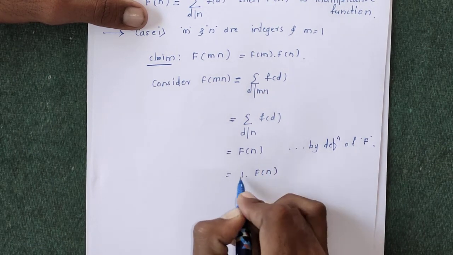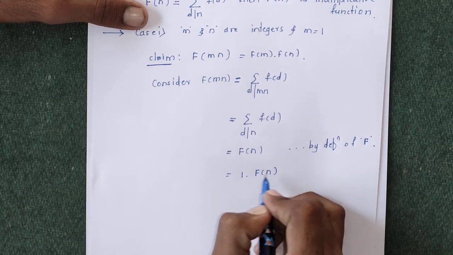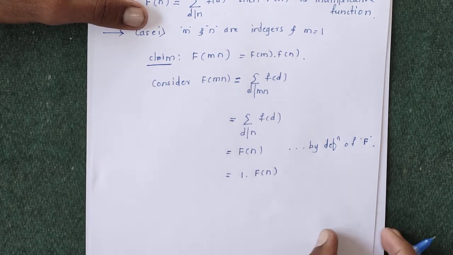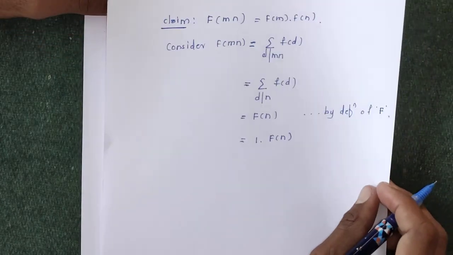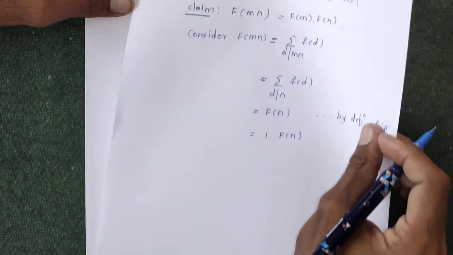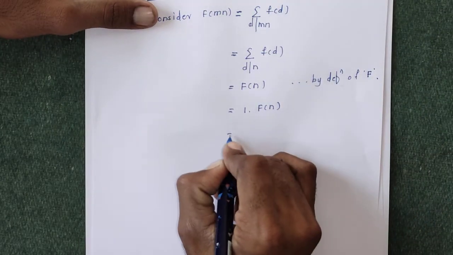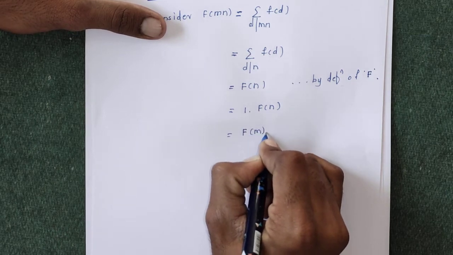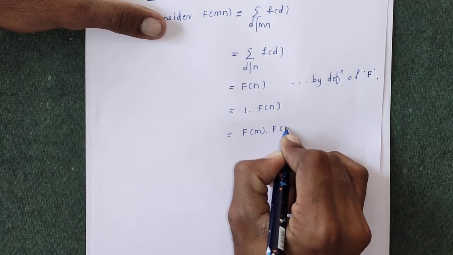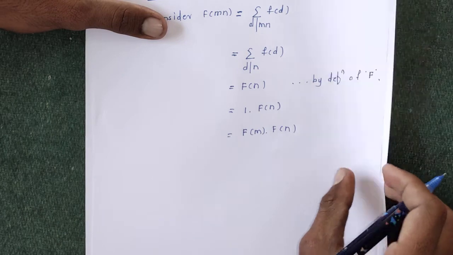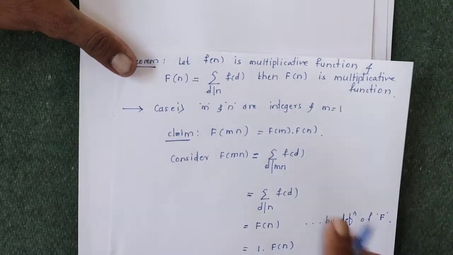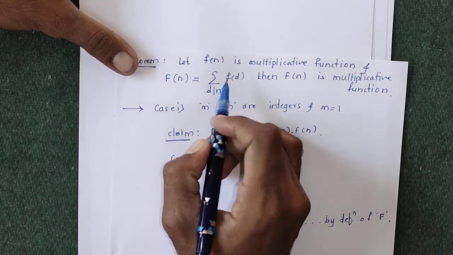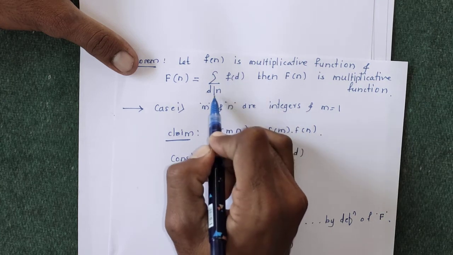If we multiply any number or any function with 1, we will get again that function. So 1 into f of n, and now we can write this 1 as capital F of m into this f of n as it is, since m is equal to 1 and capital F of m is just the summation of f of d, that is, the summation of f over the divisors of n.